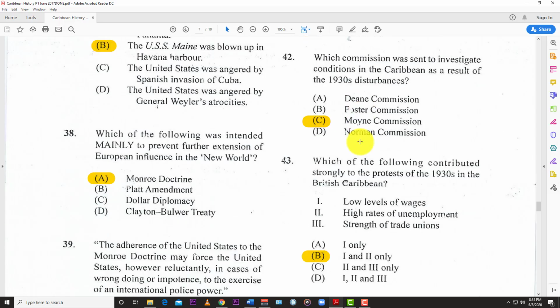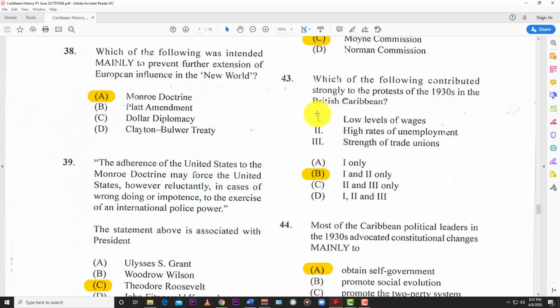42. Which commission was sent to investigate the conditions in the Caribbean as a result of the 1930s disturbances? And the answer is C, the Moyne Commission. 43. Which of the following contributed strongly to the protests of the 1930s in the British Caribbean? And you have some options here: 1, low level of wages, 2, high rates of unemployment, 3, strength of trade unions. And so the answer here would be B, 1 and 2.